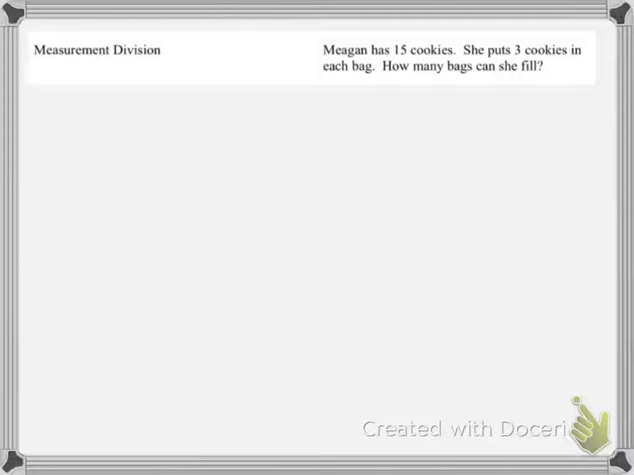Now for measurement division, we have this word problem. Megan has 15 cookies. She puts 3 cookies in each bag. How many bags can she fill? So that's basically looking at how many groups we have. If we put 3 in each group until we get to 15, we will be able to find how many groups. So we have 1, 2, 3, that makes 3, 1, 2, 3, that makes 6, 1, 2, 3, that makes 9, 1, 2, 3, that makes 12, 1, 2, 3, that makes 15.